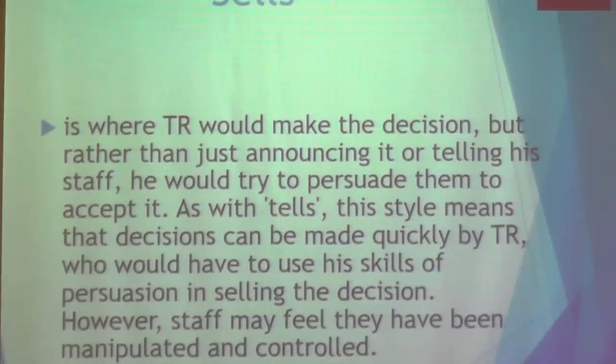Selling is where TR would make the decision, but rather than just announcing it or telling his staff, he would try to persuade them to accept it. The meaning of selling is telling the good side about his task, explaining why they should follow. It's like transactional. This style means that decisions can be made quickly by TR, who would have to use his skills of persuasion in selling the decision.